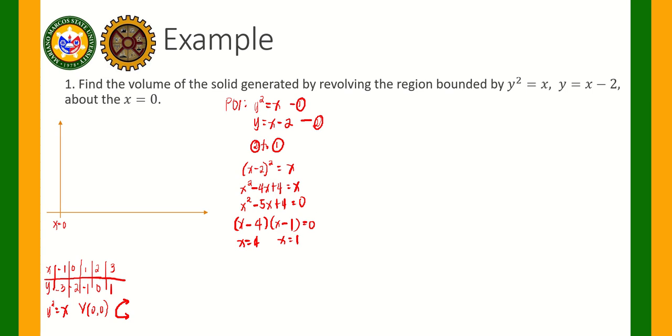Tinranspose lang natin siya sa kabila. Now, let us solve for y using equation 2. So if x is equal to 4, what is equal to y? So y is equal to 2. If x is equal to 1, y is equal to negative 1. So these are the points of intersection.